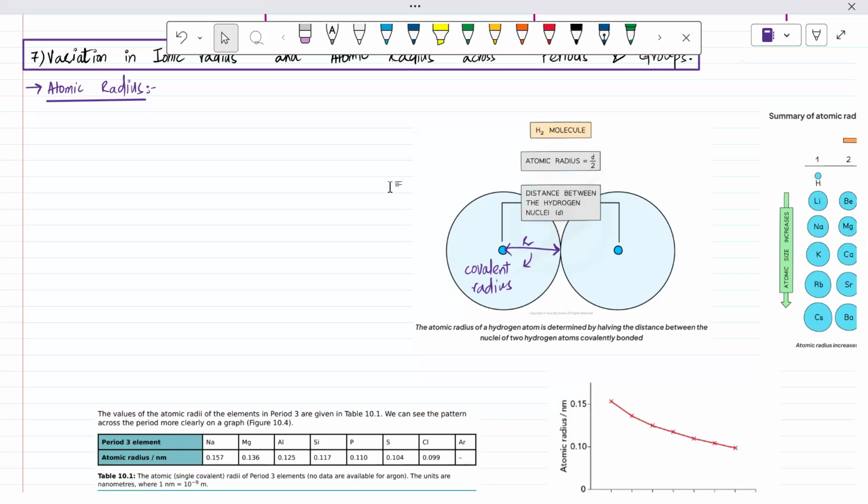Can you hear me? Atomic radius? Sorry, can you hear me? Yeah, I can hear you. I don't know what atomic radius is. But your voice is too low. I mean, the sound volume is too low.